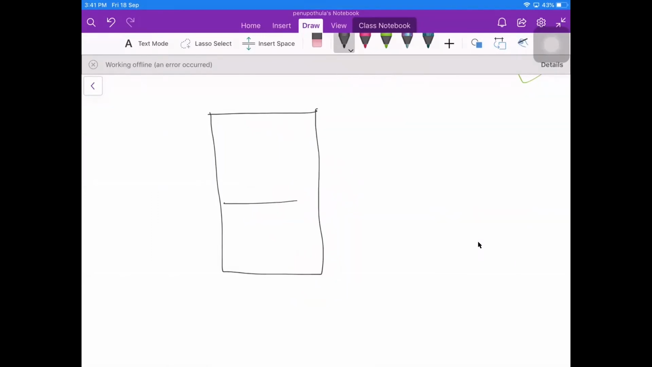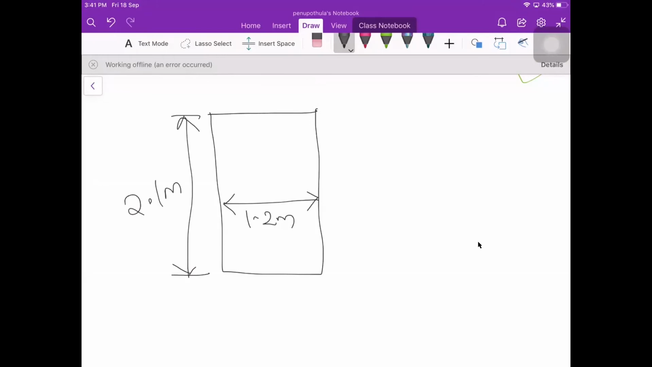So this is 1.2. Okay, you can draw the diagram also if required. So the height is 2.1 meters, and the wall thickness will be considered as the door thickness, which is 0.3 meters.